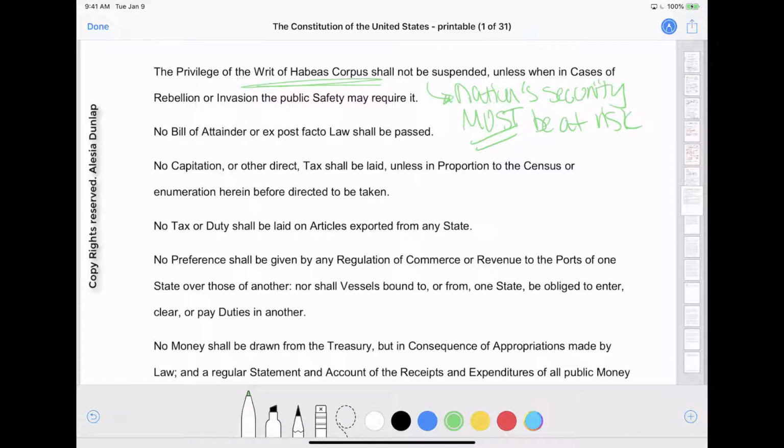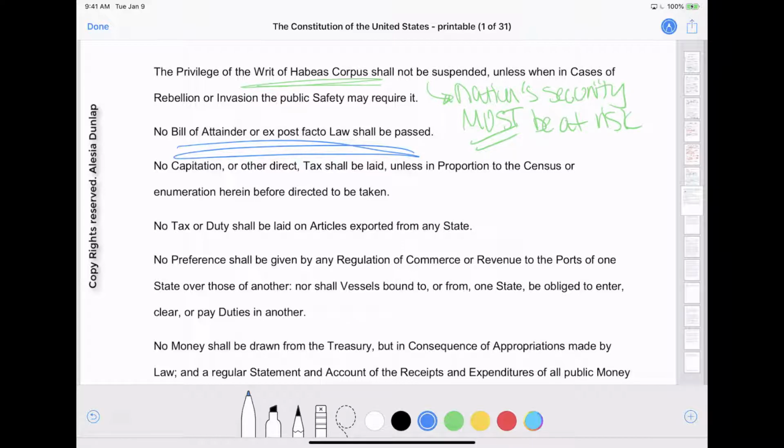Congress cannot pass laws that take away individual civil liberties or private property without a trial. Congress also can't pass laws that punish people for acts they committed before those acts became illegal. So that is what we know to be an ex post facto law.